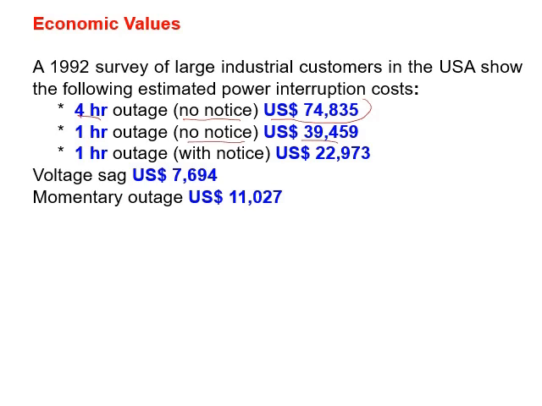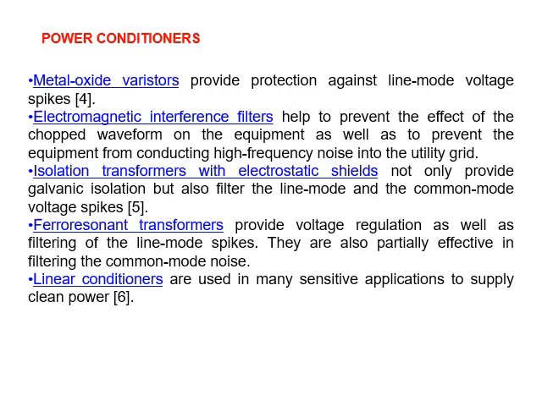1 hour, but with notice, it cost them around $22,000. Voltage sag happened with them, it cost them around 7,000 something. And a momentary outage shutdown, for moments, cost them around $11,000. So you can see when shutdown, over voltage, under voltage, harmonic spikes, or fluctuation occurs, these companies lose money because it disturbs their product.